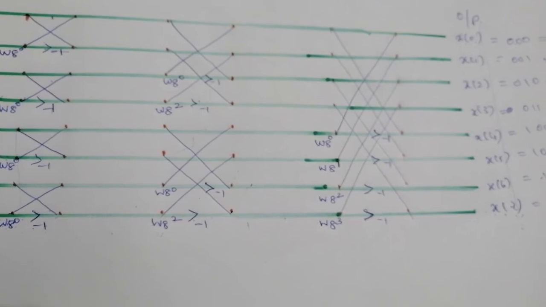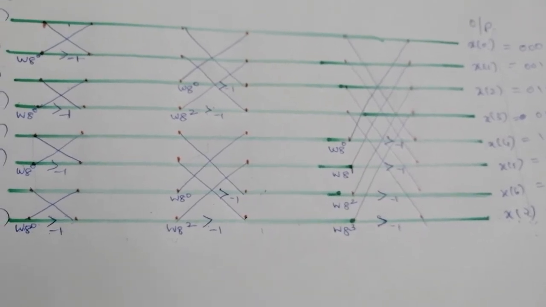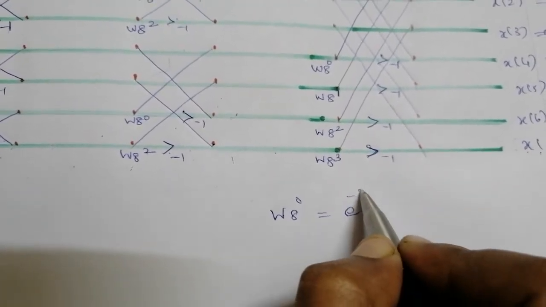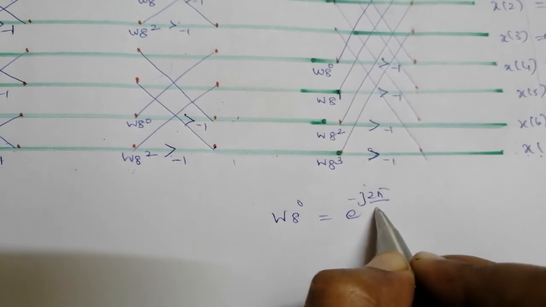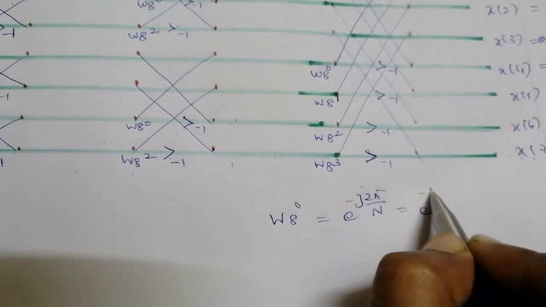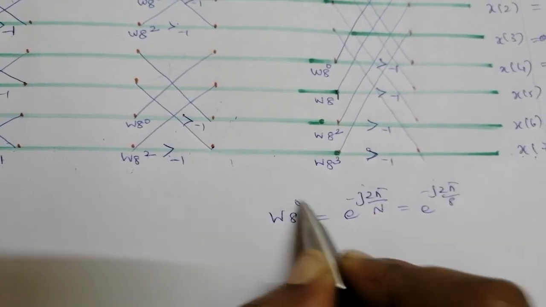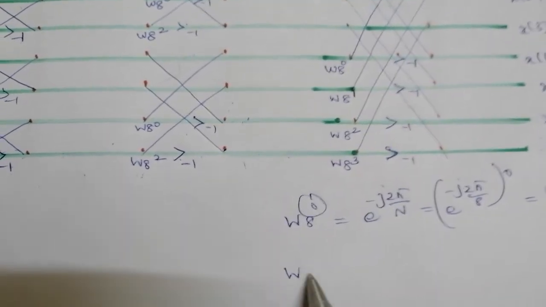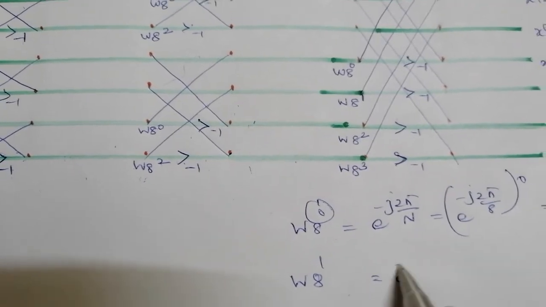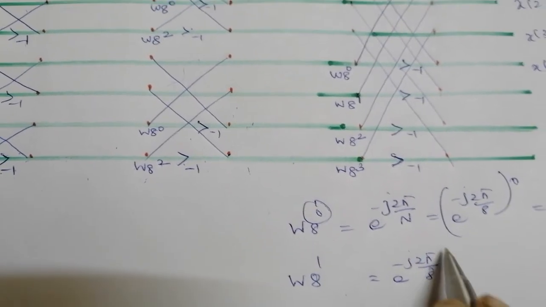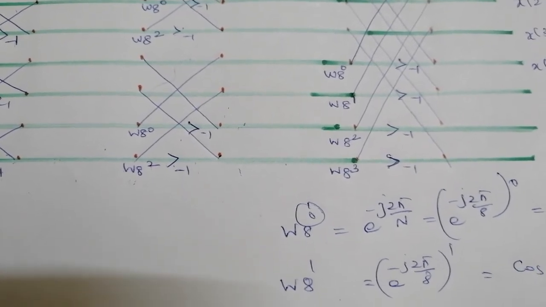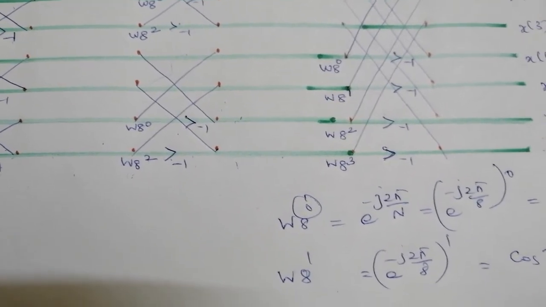Before starting the problem, first we should know the values of the Twiddle factors, right? So W8 is nothing but e power minus j 2 pi by N. N is 8 here. So e power minus j 2 pi by 8. So power 0 means anything power 0 is 1. Then to find the value of W8 power 1, e power minus j 2 pi by 8 power 1, the same value. So cos 2 pi by 8 minus j sine 2 pi by 8.